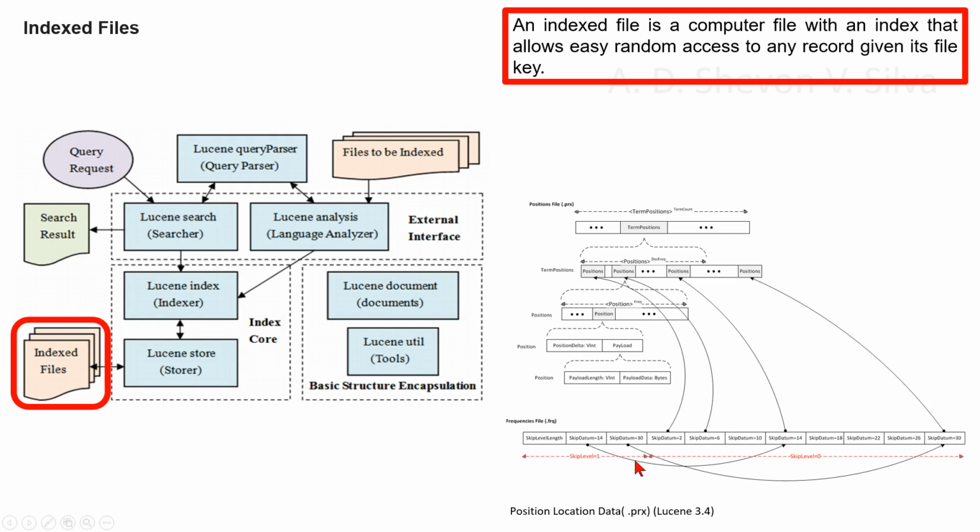This is skip level 1 here, skip datum 14, skip datum 30, and here skip level 0 as an example: skip datum 2, skip datum 6, skip datum 10, skip datum 14, skip datum 18, skip datum 22, skip datum 26, skip datum 30. In this example, skip datum 2 is connected to its position here, skip datum 6 is connected to its position here, skip datum 14 is connected to its position here, and skip datum 30 is connected to its position.